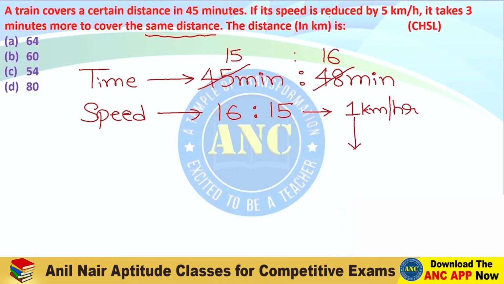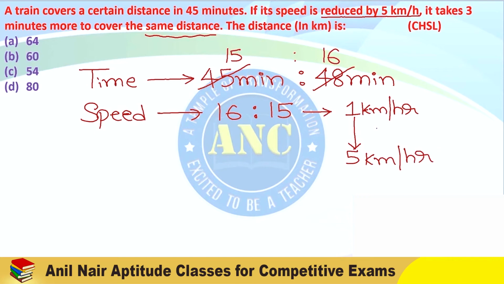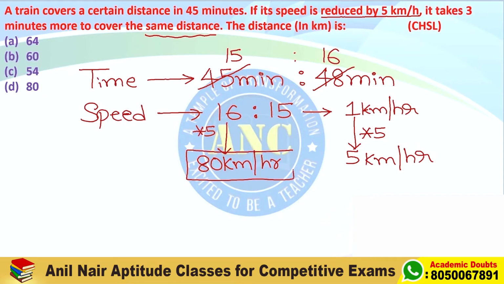According to the question, I reduced my speed by how much? 5 kilometers per hour. So 1 kilometer per hour should become 5 kilometers per hour. Multiply by 5. 16 also multiply by 5. That means the initial speed at which I was traveling is 80 kilometers per hour.